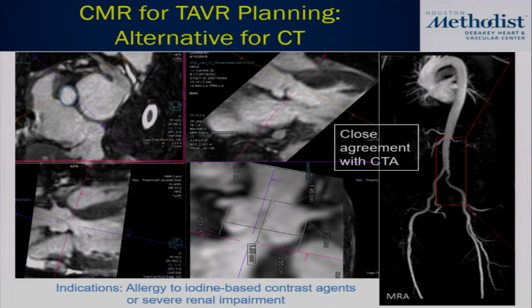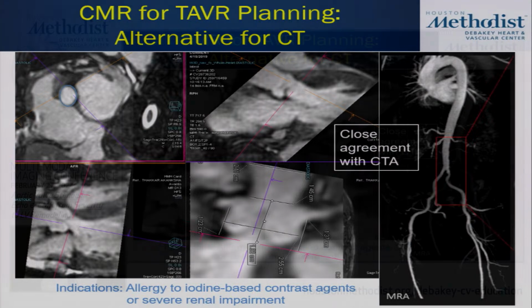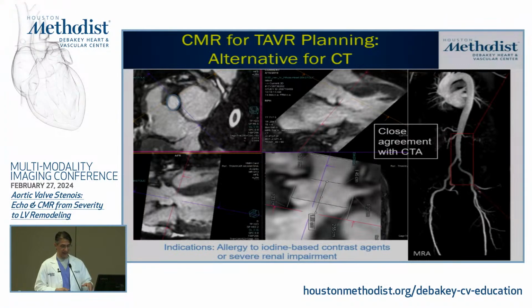And it's very useful in this population because, as you know, they're elderly. They may have allergies to iodine, which make a CT difficult, and they often have renal impairment. Again, no issues with the GBCAs and renal dysfunction, whereas that's not the case with iodine.